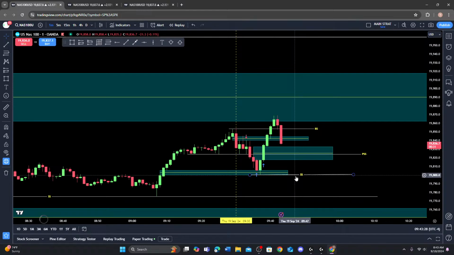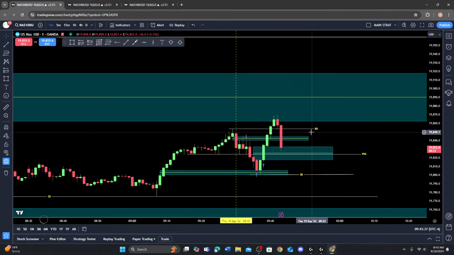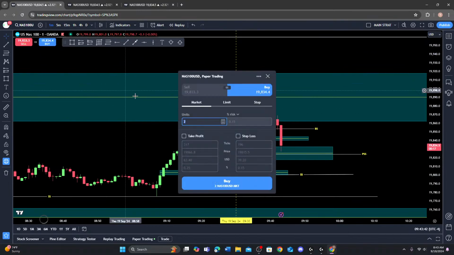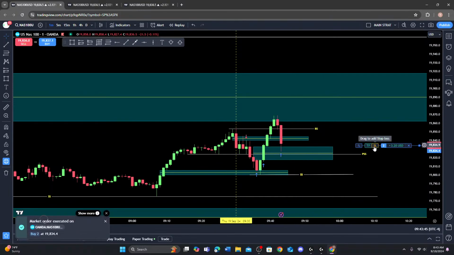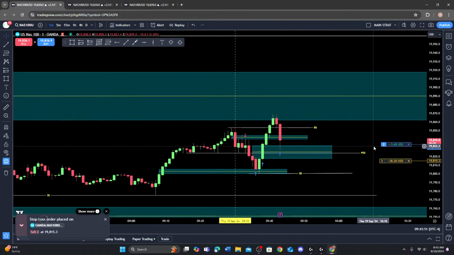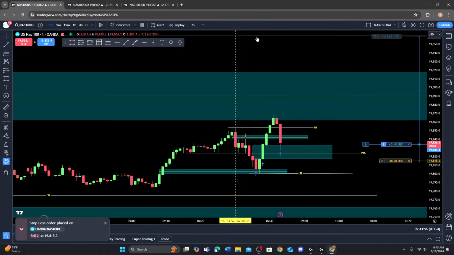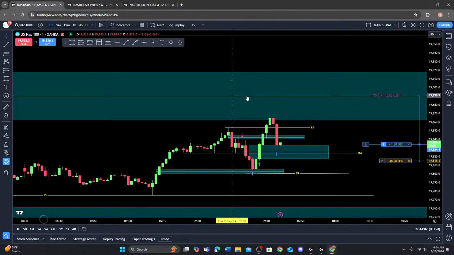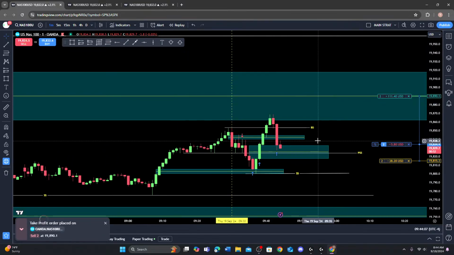Took partial here. Let's see if we can get back down to this area. I'd be interested in taking a long. We'll probably go up to take out. It's pretty aggressive to take out. Buy up here. There's an order block on the higher time frame here. Just see.